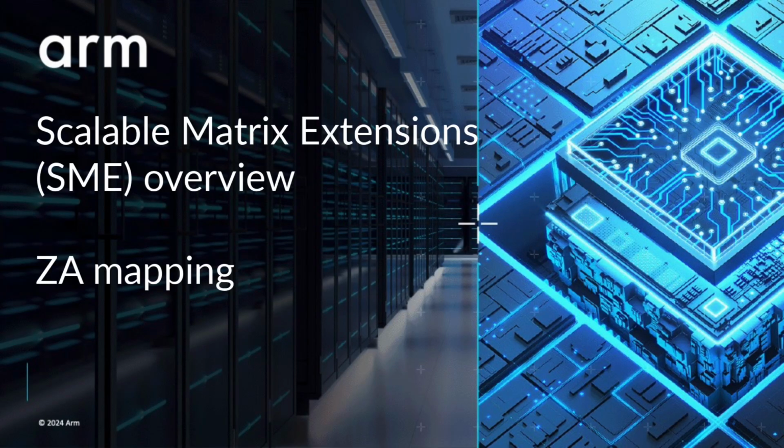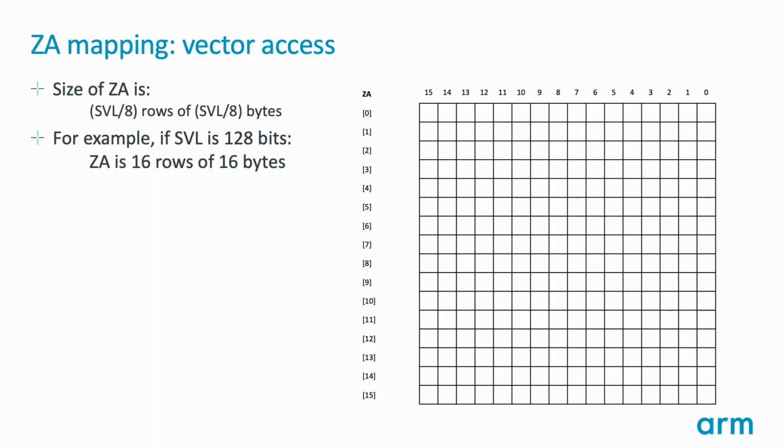Let's look at ZA mapping for vector axis. We looked at how the tile gets mapped to the ZA array. Now we'll look at how the vector axis is mapped to the ZA array. Here is a ZA mapping of vectors.